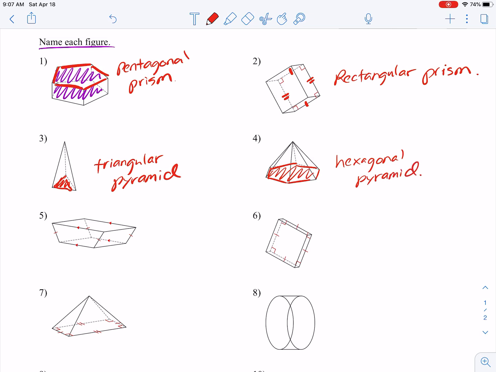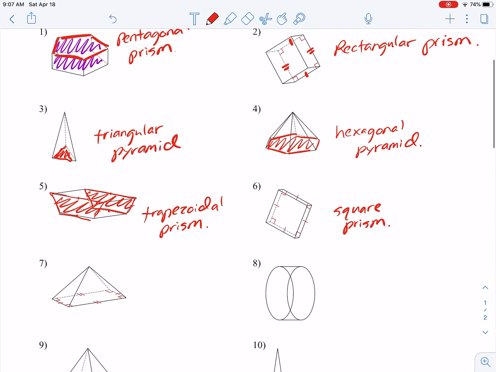Okay. Number 5, the two bases were trapezoids. I was hoping we would notice those one pair of sides being parallel. These two bases were trapezoids, so this was a trapezoidal prism, and it's a prism because there's two bases. Number 6, not necessarily a cube because not every single face is a square. Only two of the faces, the two bases, are squares, so we would call this a square prism.